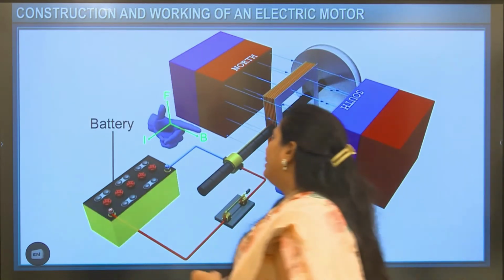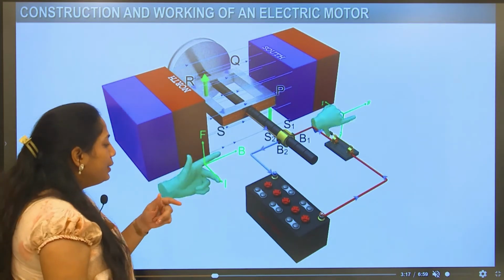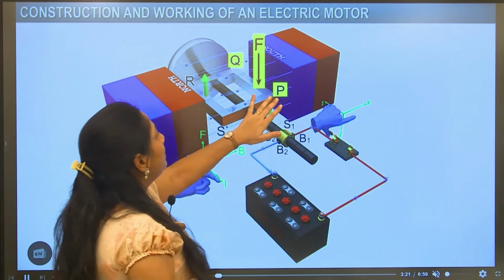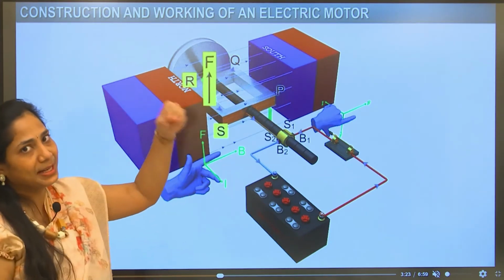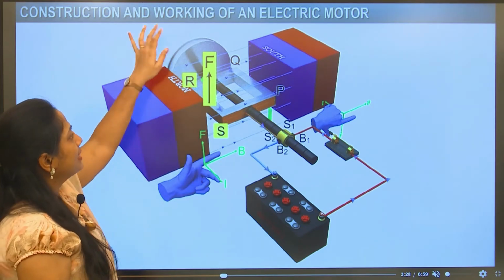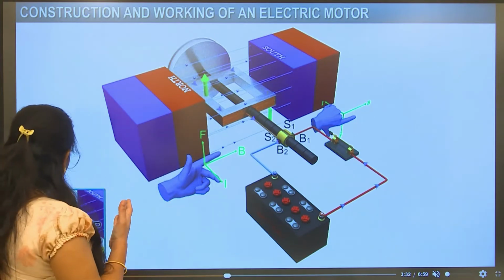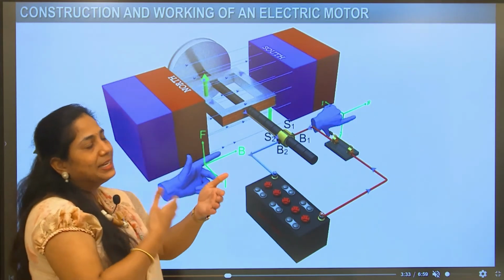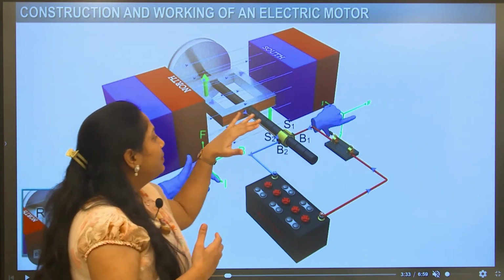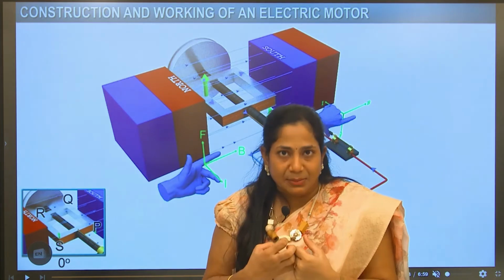So here, according to Fleming's left hand rule, the current which passes from the electrons to the protons, here P and Q will experience the downward direction, and R and S will experience the upward direction. Due to inertia, the motion in the armature will continue, and whenever the armature is parallel to the magnets, the magnetic field will be maximum.